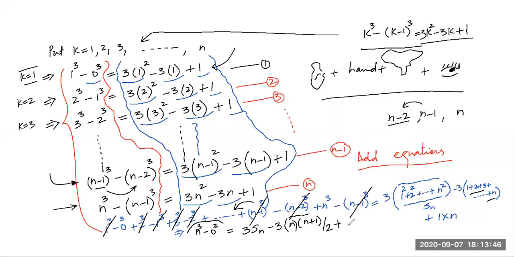Plus, what is the last term? n. The last term is n. Okay, so please remember this equation. Please write it down. I will take it to the next page. So what did we get, please tell me. On the left side was n cube. On the right side was?